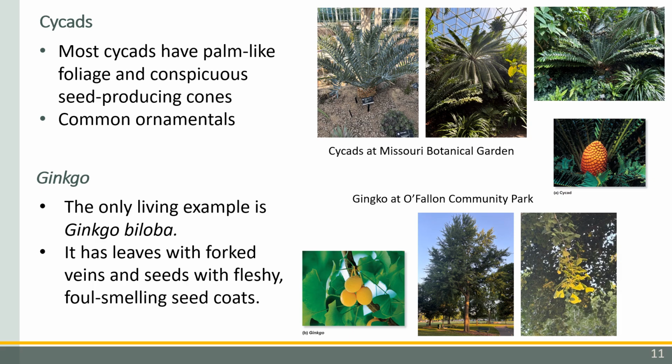Some of them are really pretty. They're characterized by these palm-shaped leaves. These images on the top are all from the Missouri Botanical Garden. These examples are either in the tropical climatron or in the arid house.